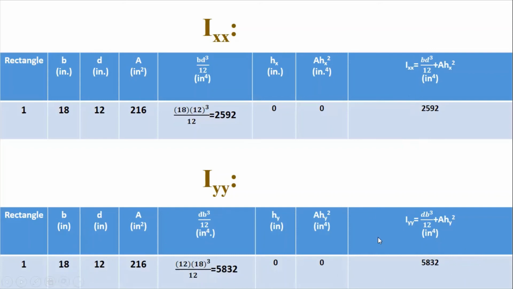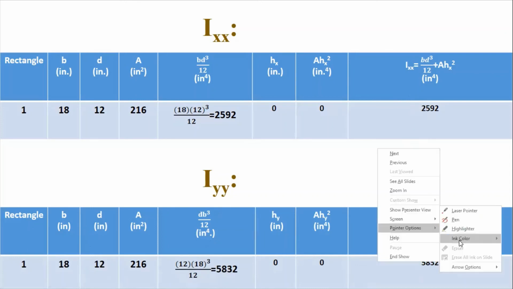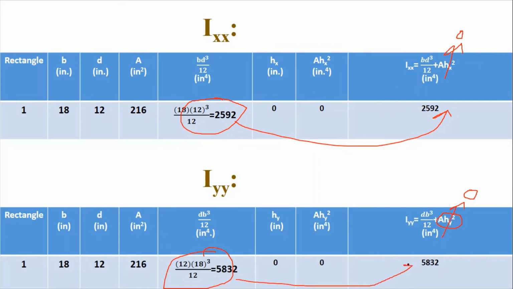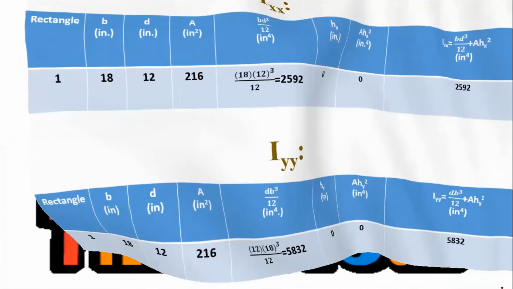It comes out the same. Why is it so? Because this term is 0 here, and this term is 0 here. So we will write it as it is. You can see. Done. So this is the way to calculate Ixx and Iyy for the rectangular cross section.